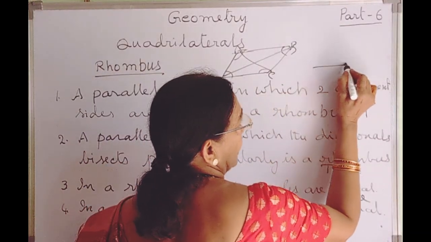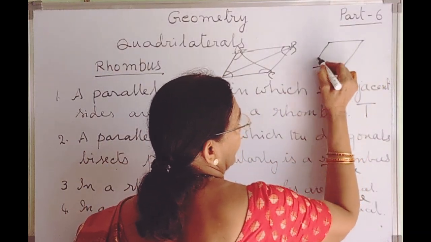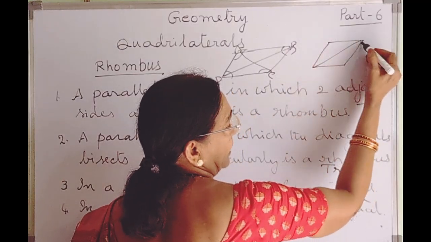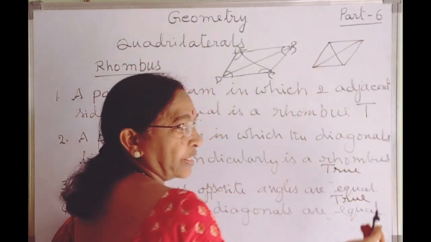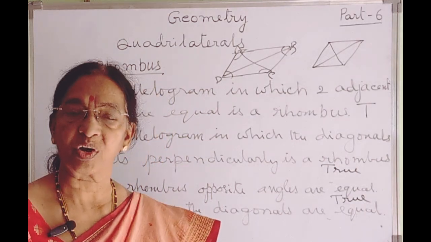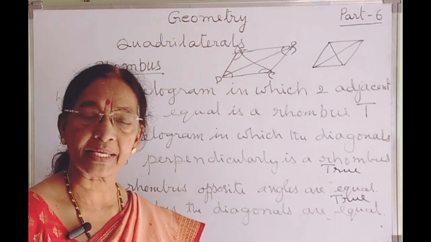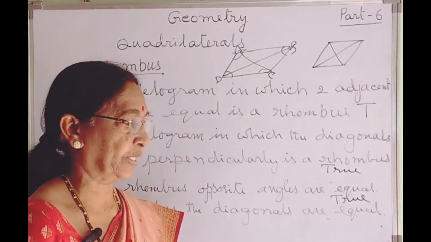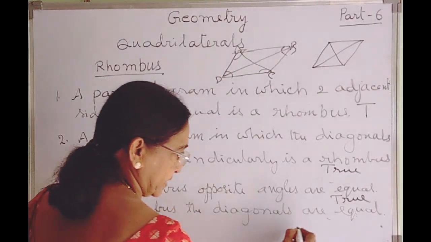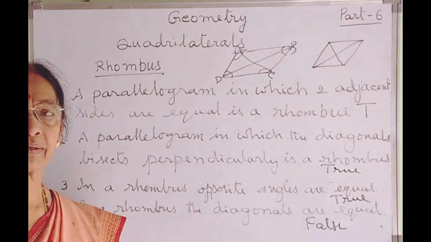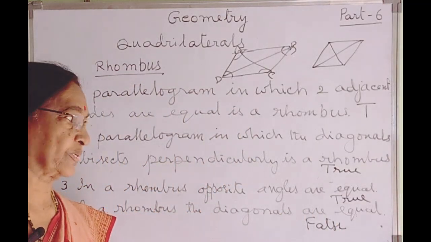Similarly, in a rhombus, all four sides are equal. So this diagonal is longer, and this is shorter. Therefore, the diagonals are not equal in a rhombus. They bisect each other perpendicularly, but they are not equal. Therefore, it is a false statement. The diagonals are not equal in the case of a rhombus.